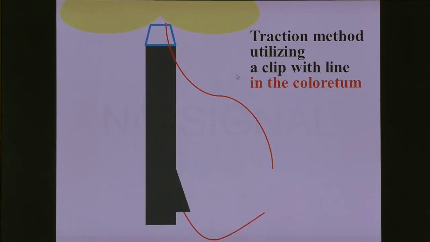So, in the colorectum, if you'd like to use the clip with line method, you put a fringe into the working channel beforehand, before starting ESD. You put a fringe like this. And you intubate the scope and start ESD.